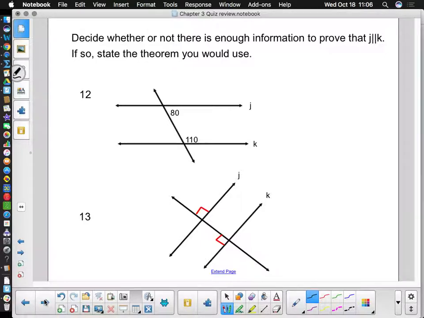Converse. Okay, when we're proving the lines parallel, we use the word converse, not theorem, because we're working backwards. It's the converse of the theorem. So we learned about converses last chapter.